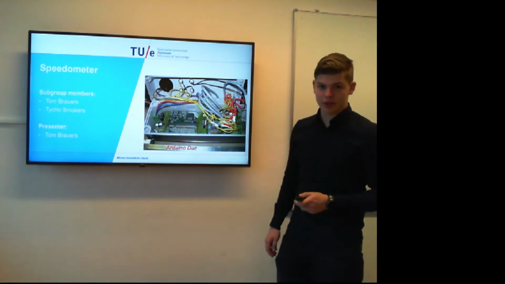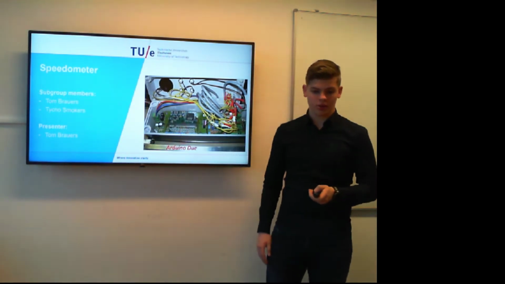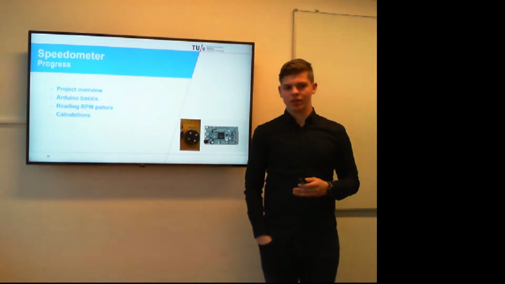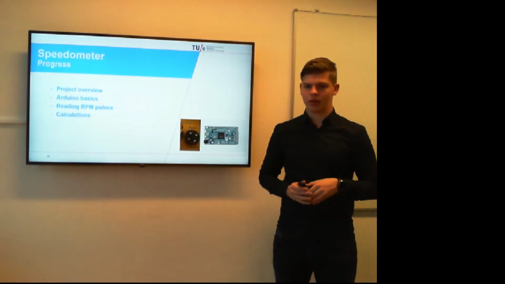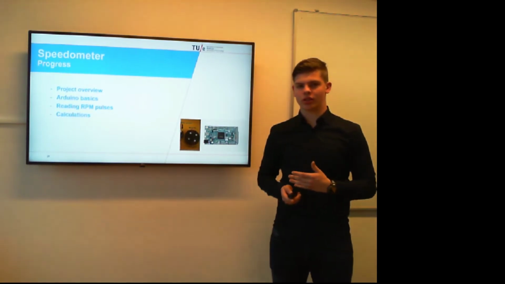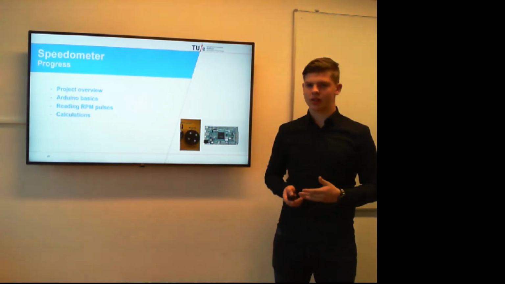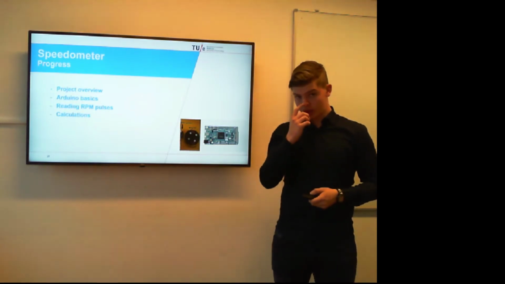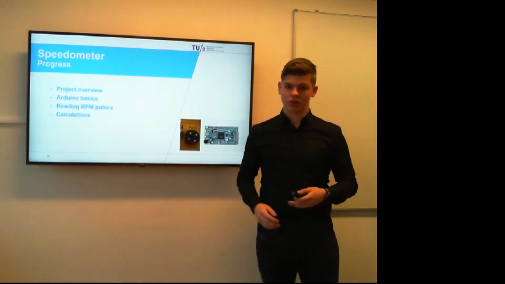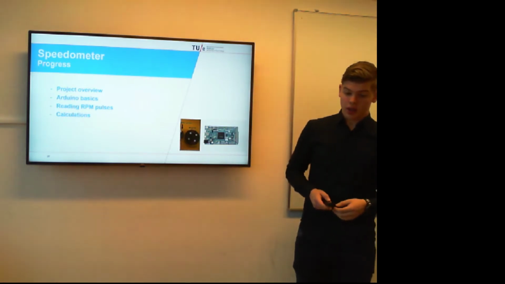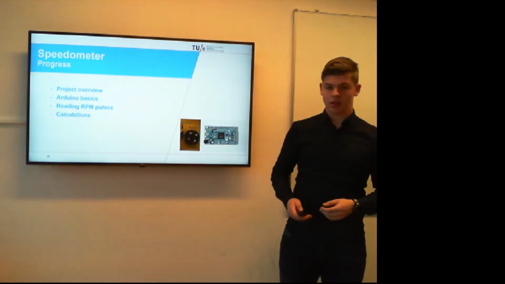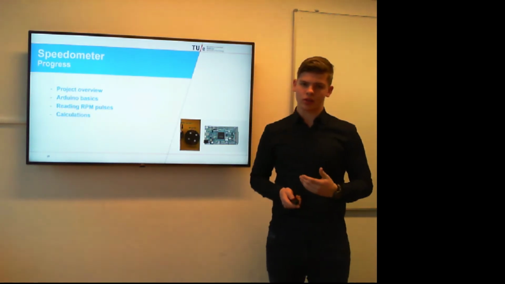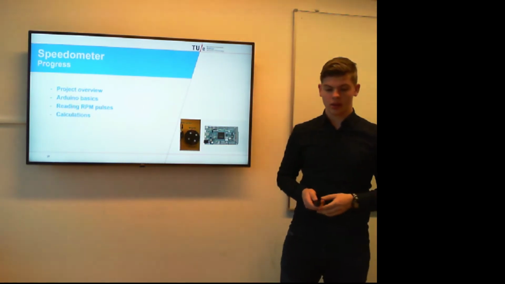So I'm going to give you now some information about the speedometer. The goal of this is to indicate the speed and to look at what the optimal velocity is and how close you are to it when driving, mainly in the last week when we are going to drive around the track and test our optimal driving velocity. What we have done already is make a project overview to get to know what we had to do, and when and where.